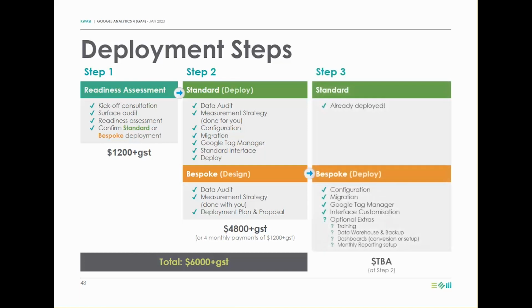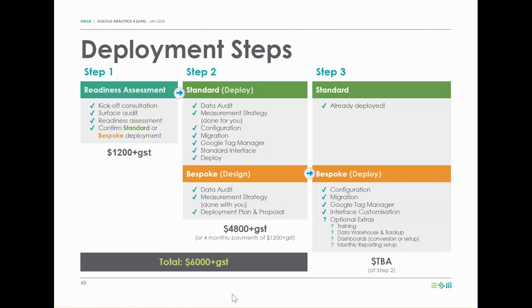Step 3 only happens for the bespoke deployment, where the more customized setup is rolled out as well as any optional extras. The cost for this is determined and a proposal is sent through at the conclusion of step 2. So to summarize, with a standard deployment, you get the readiness assessment, a data audit, we do the measurement strategy for you, configure GA4, migrate from Universal Analytics to GA4, configure Google Tag Manager, and you will get the default GA4 interface, all for $6,000 plus GST.